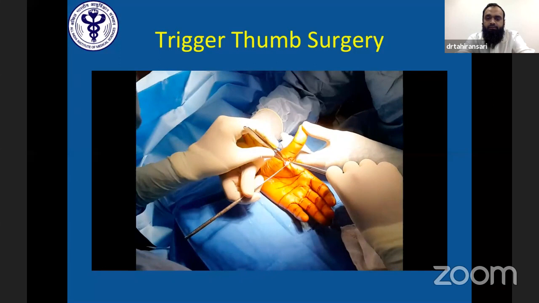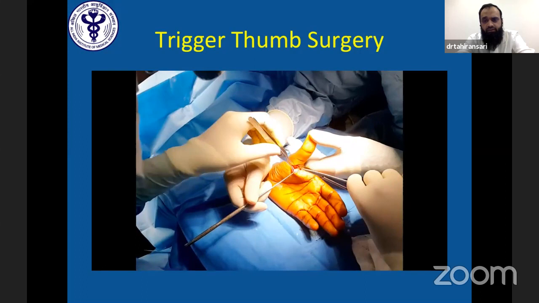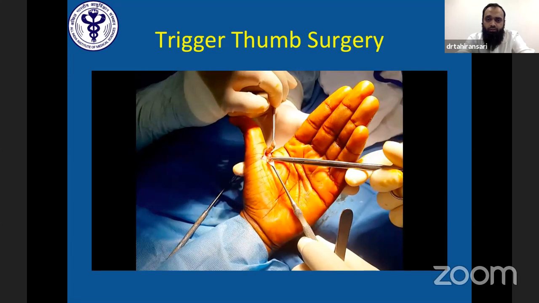And always here also be in the midline. The buzzword for trigger thumb surgery, any trigger thumb, trigger finger, is be in midline, be in midline, be in midline. Don't go wayward. This is why I'm cutting the A1 fully here.